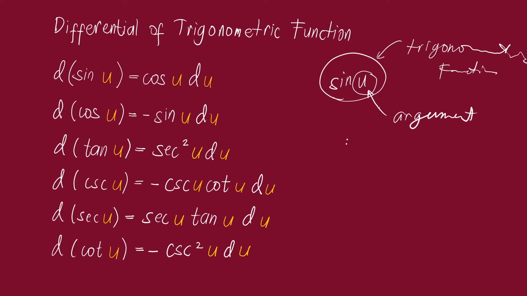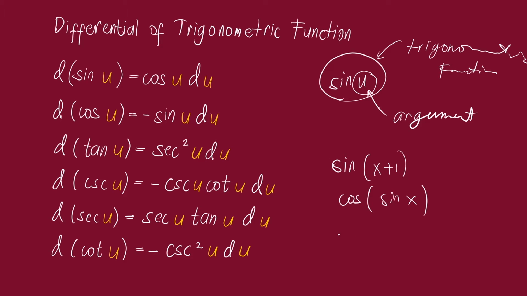So, for example, your u could be a polynomial function. Then in that case, you will have sine of x plus 1. Now, the x plus 1 here is the argument of the whole trigonometric function, and this is a polynomial function. Or it could even be, say for example, cosine of sine x. Now, your trigonometric function cosine has an argument of another trigonometric function, sine x.